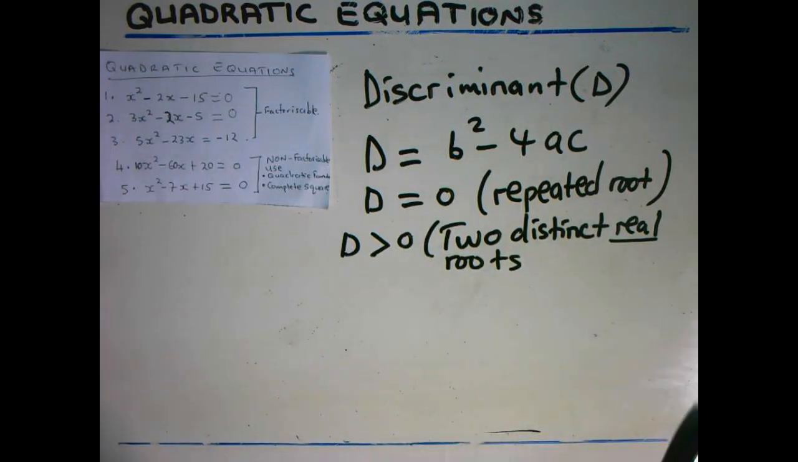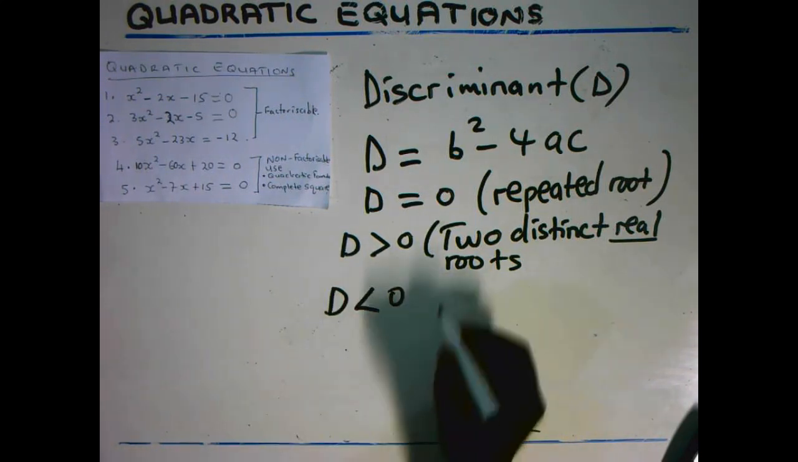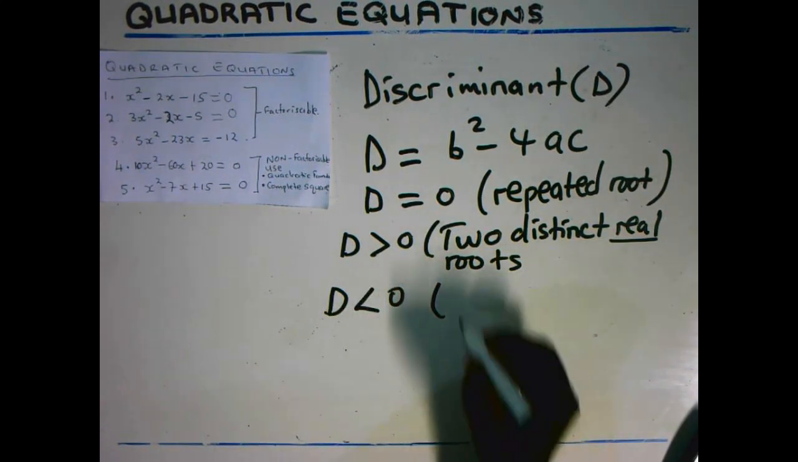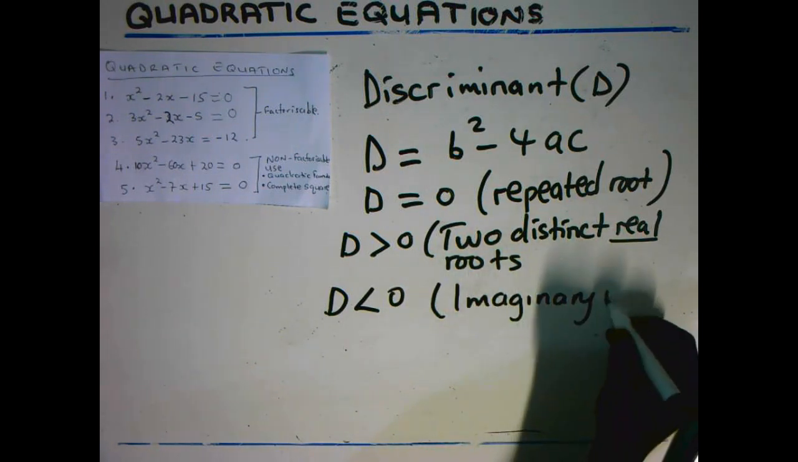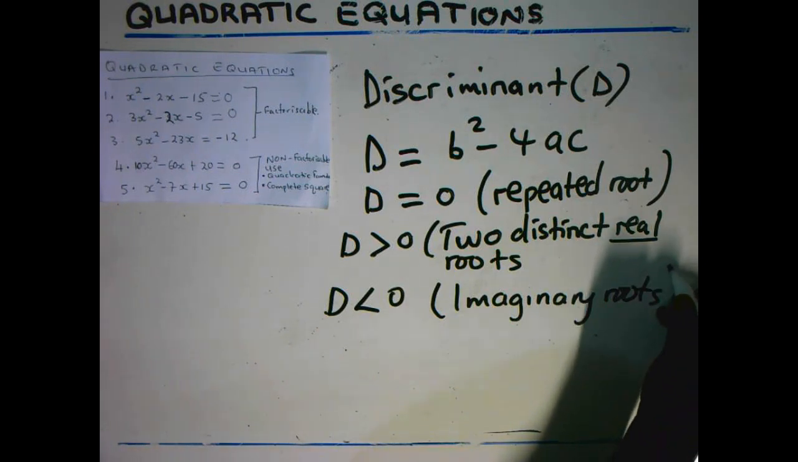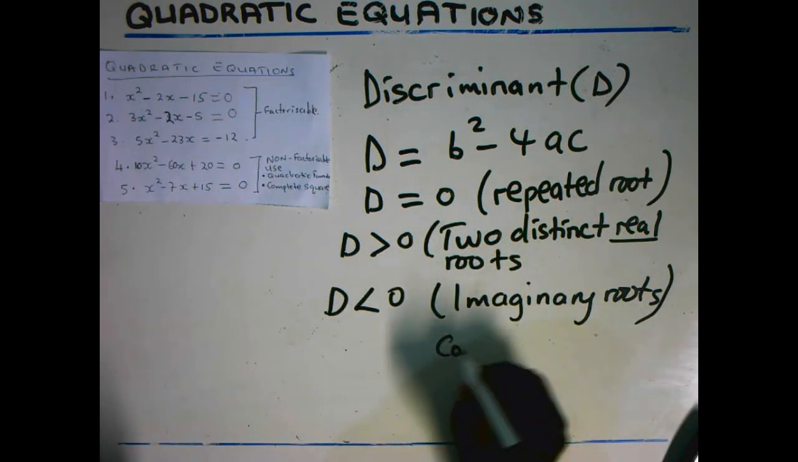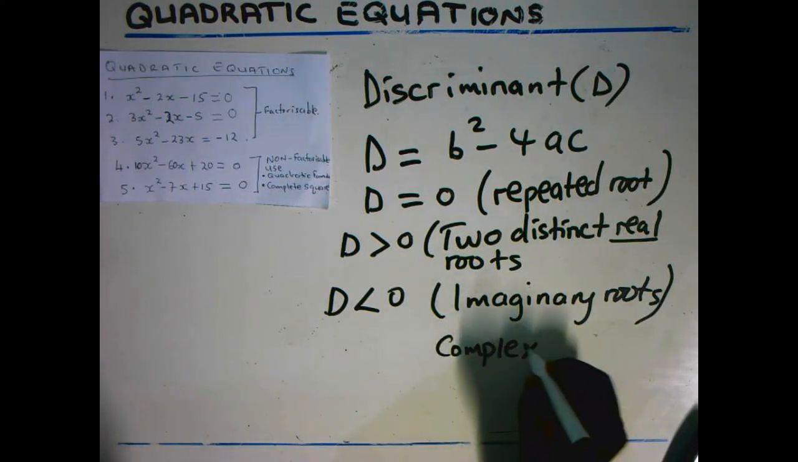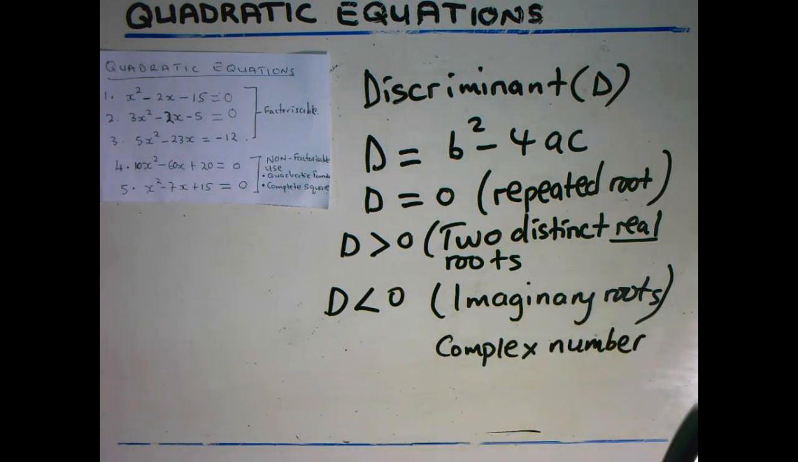Now, what about if D is less than 0? Because all these are possibilities. D less than 0 means we've got imaginary roots. What are these imaginary roots? The solutions are not part of real numbers, but they are part of what we call complex numbers. You can check what complex numbers are.